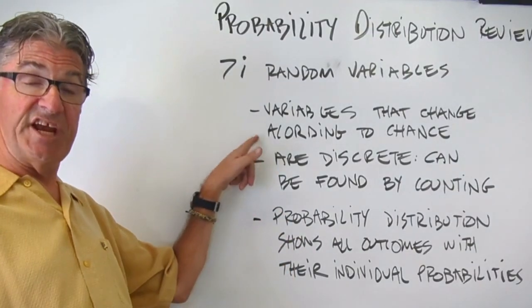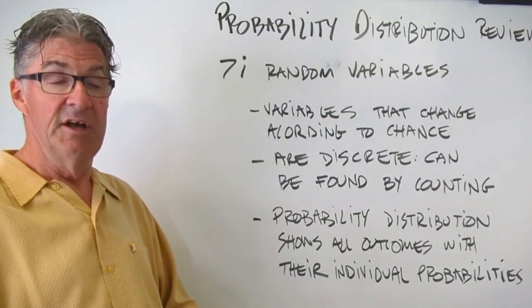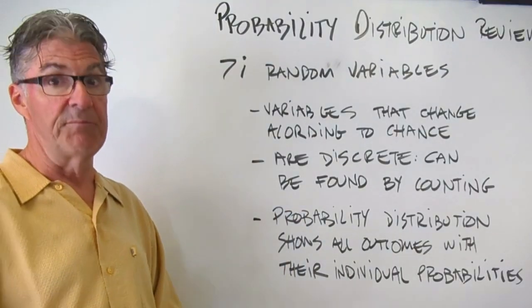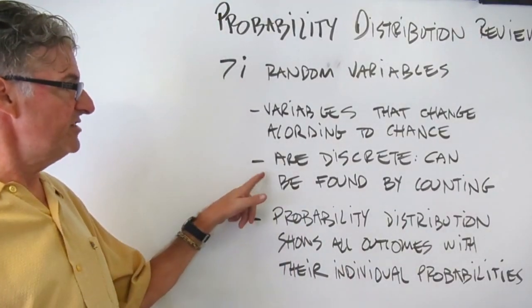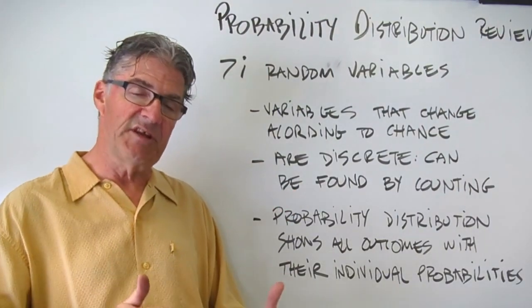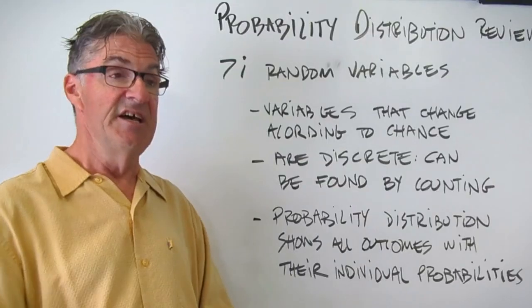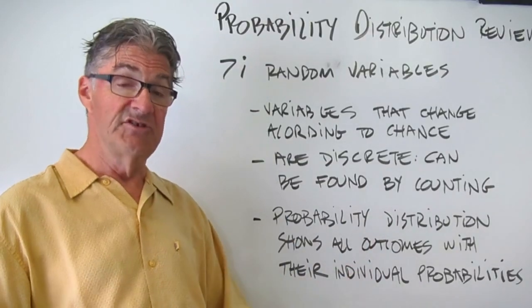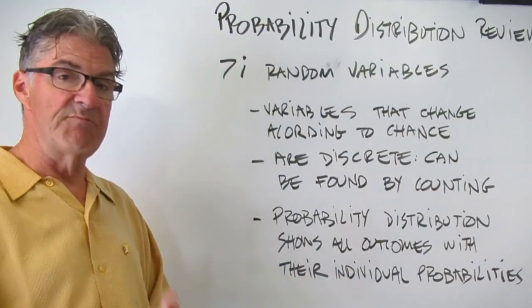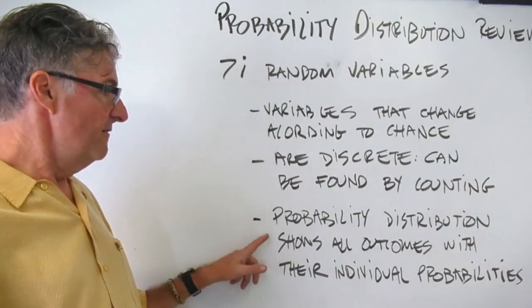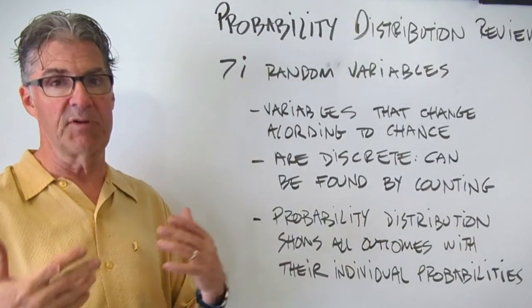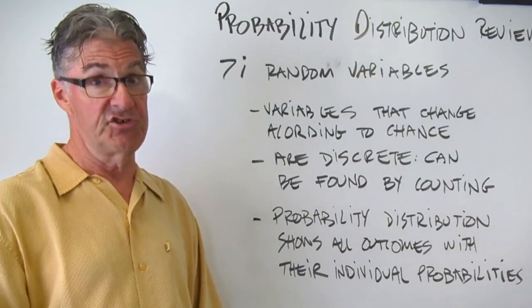These are variables that change according to chance, so the outcomes based on the variables are governed by probability. They're discrete, so they can be found by counting. Typically what we're looking for is a success: did we get a head or not? So a success or a failure. Outcomes are measured by successes or failures. Finally, the probability distribution shows all the outcomes with their individual probabilities, and we're going to make a table to show that.